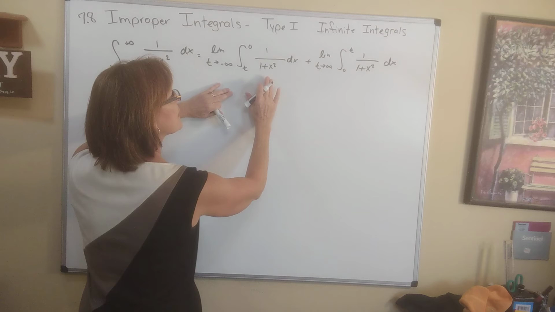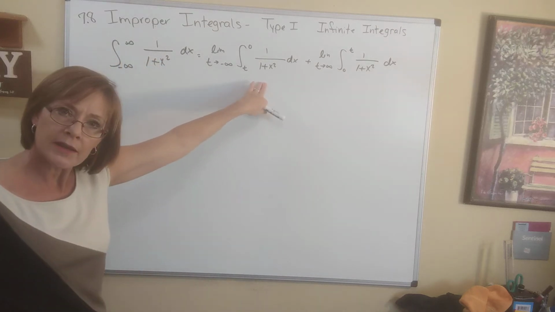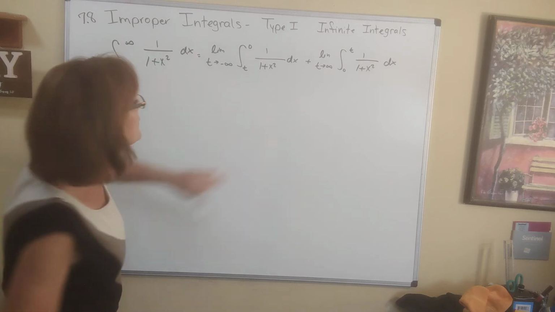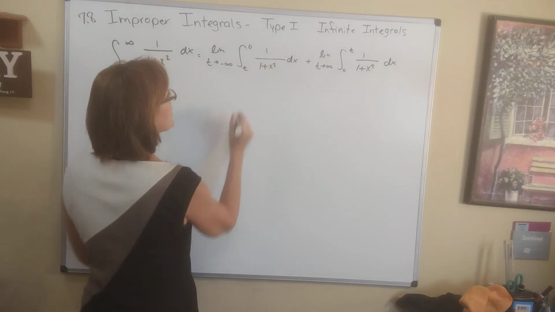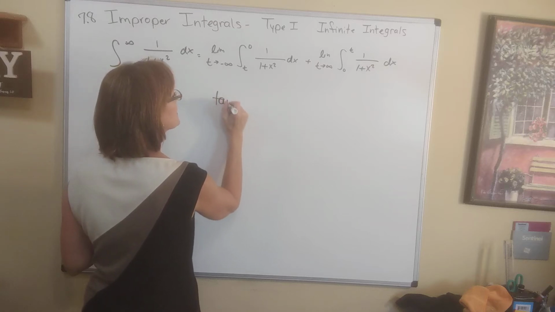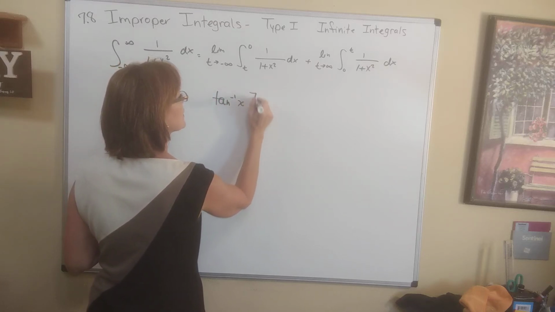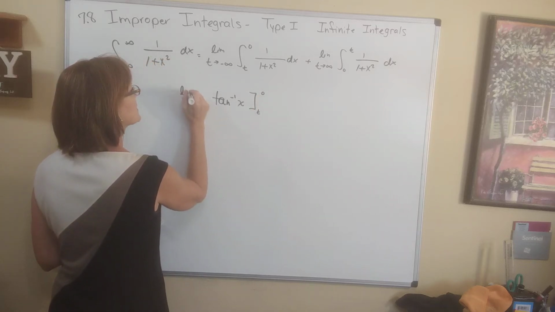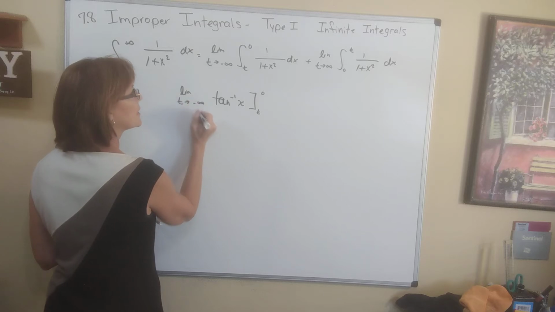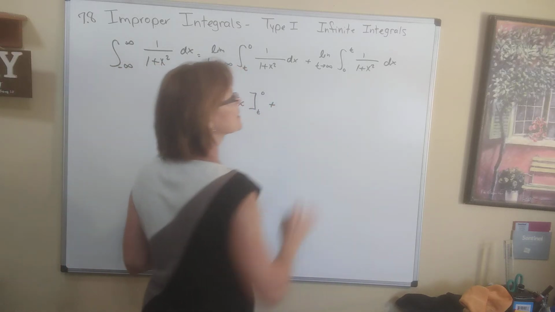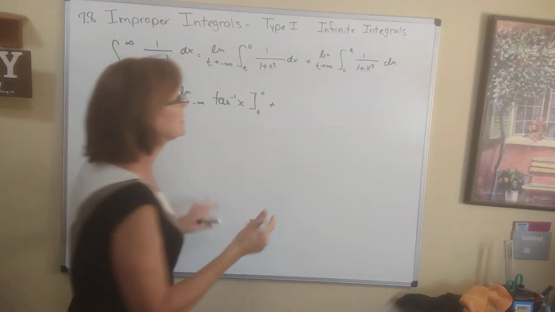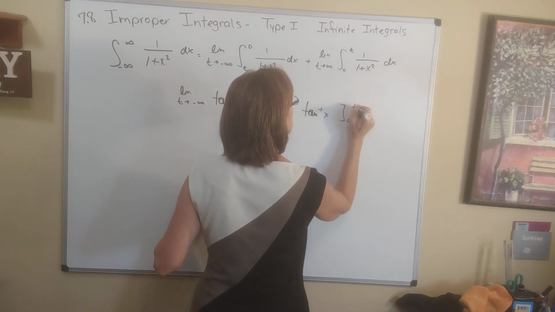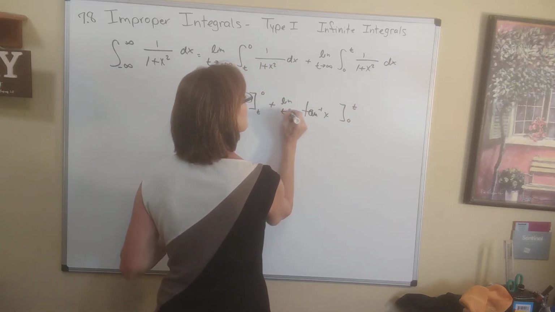Let's work on integrating this. Now, this is a form I hope you all recognize. This is the derivative of inverse tangent. So if we take the antiderivative, what we're getting here is the tangent inverse of x, and we're going to evaluate it from t to 0 as the limit as t approaches negative infinity. And over here, when we take the antiderivative, we still get the inverse tangent. So this is going to be the tangent inverse of x from 0 to t, and this is the limit as t goes to infinity.